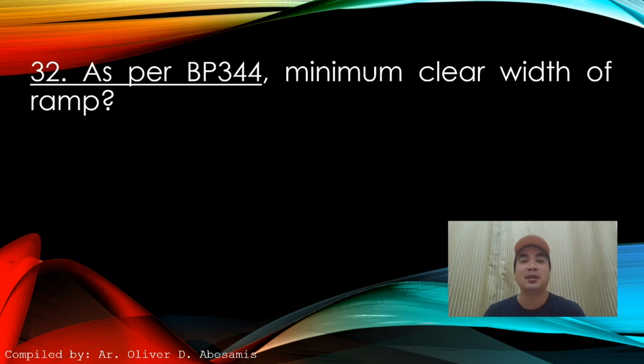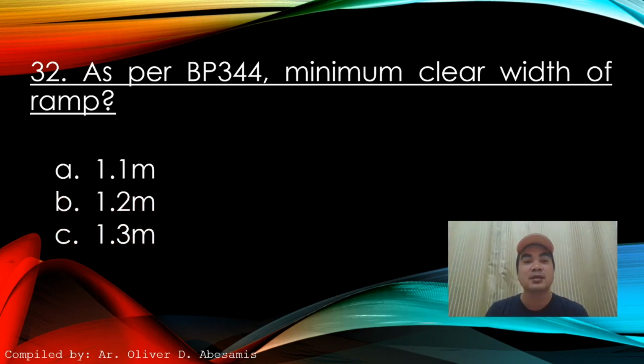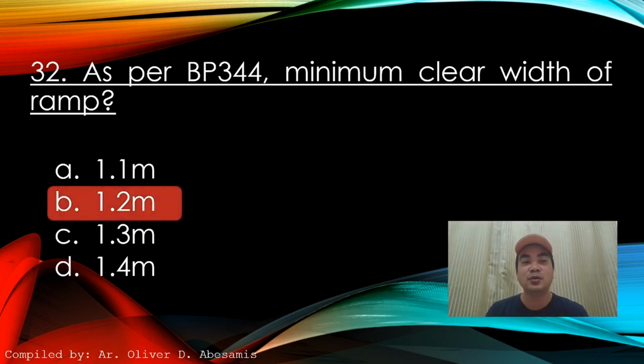32. As per BP344, what is the minimum clear width of ramps? A. 1.1 meter. B. 1.2 meter. C. 1.3 meter. D. 1.4 meter. Answer? B. 1.2 meter.